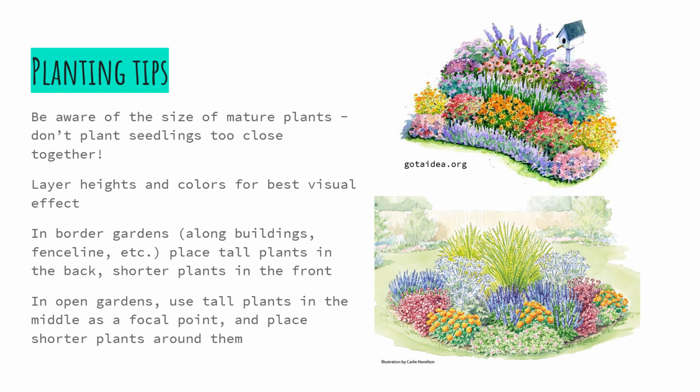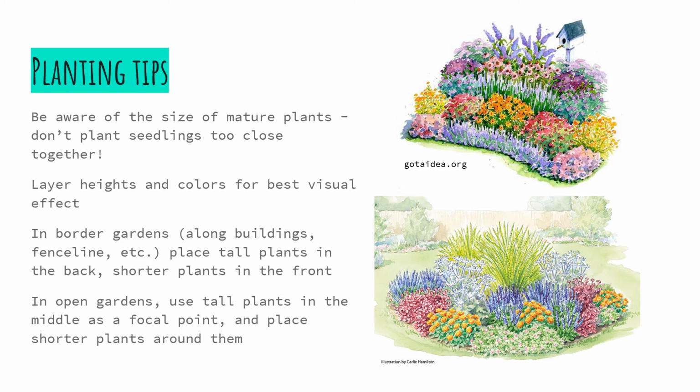When considering the design of your garden, there's a few things to keep in mind. First of all, be aware of the size of mature plants. You don't want to plant the seedlings or immature plants that you buy too close together. When they grow, they might overcrowd each other, and you'll have to end up thinning them out or relocating them. Another tip is to layer heights and colors for the best visual effect. Planting flowers with different colors next to each other can have a visual appeal for your garden.